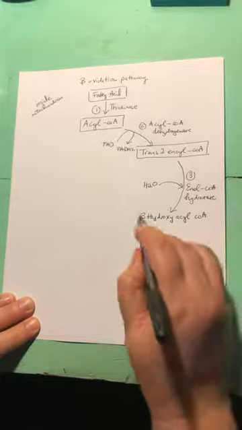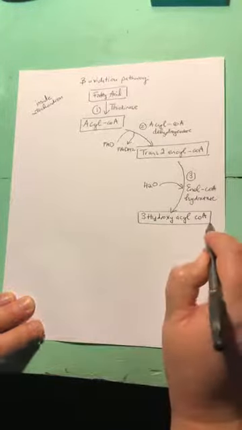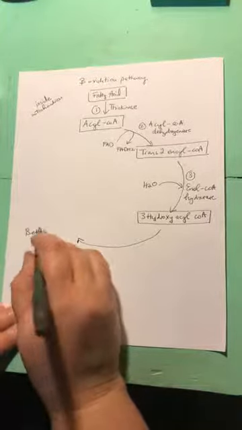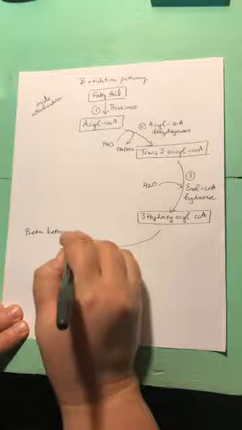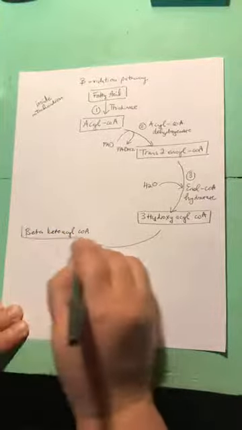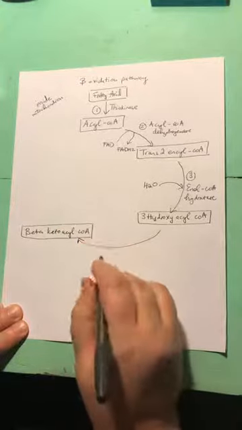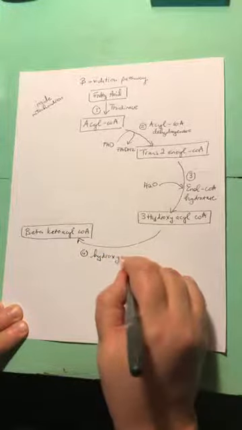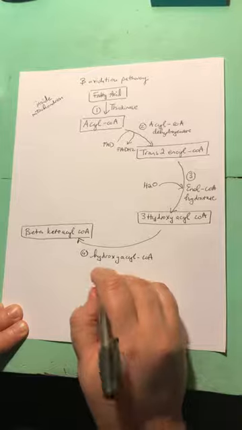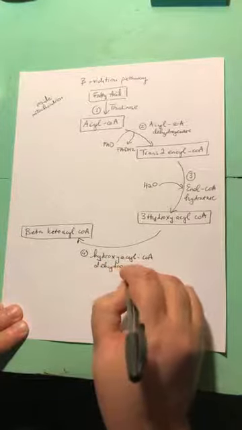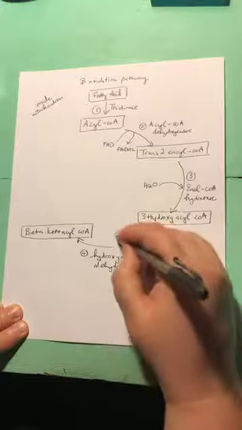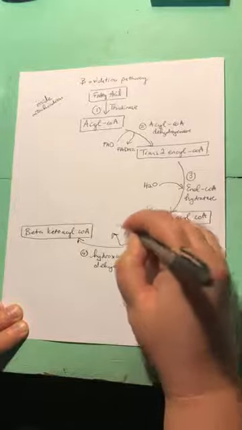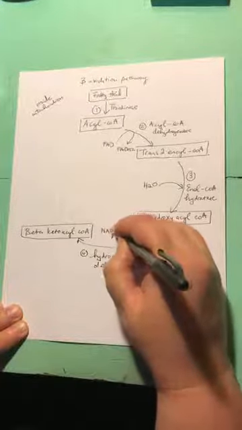Next up, we're going to change this 3-hydroxyacyl-CoA into beta ketoacyl-CoA. Beta ketoacyl-CoA. If we have this enzyme present, hydroxyacyl-CoA dehydrogenase. We also need some redox potential here. So NAD plus is going to come in and it's going to form NADH.